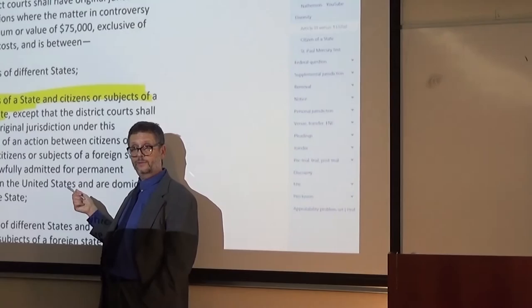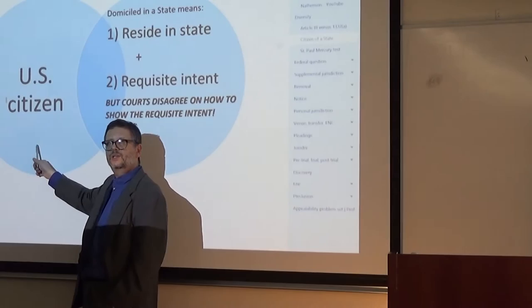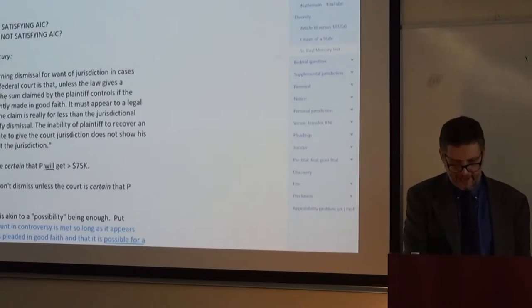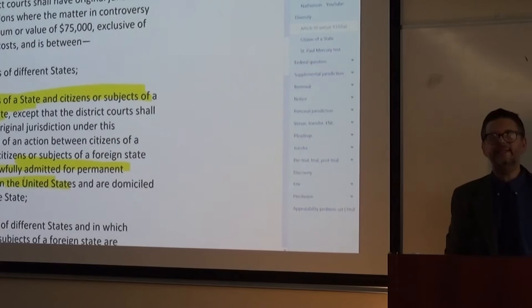Well, is Craig a citizen of a state? And the answer is no. Because having a green card doesn't yet make him a U.S. citizen, does it? He's still a foreigner. So instead, we have a foreigner and a citizen of a state. Except that Craig is now a lawful permanent resident of the United States. Does that divest the alienage jurisdiction? The question is, we need to know more facts.